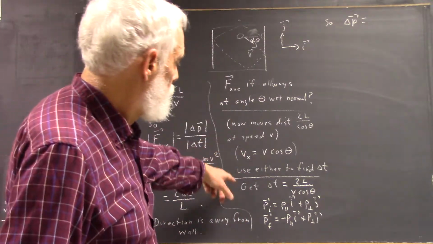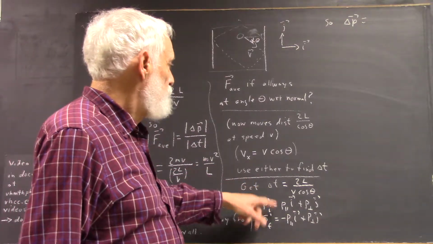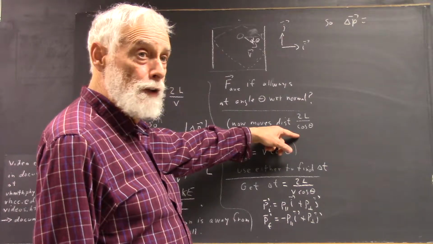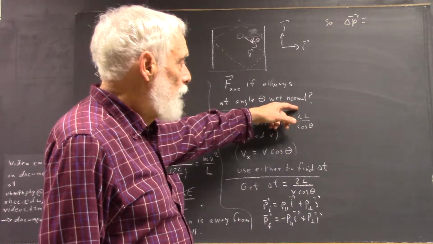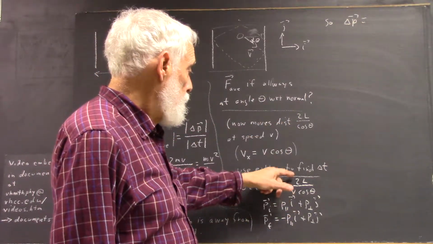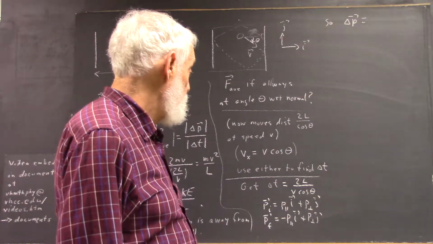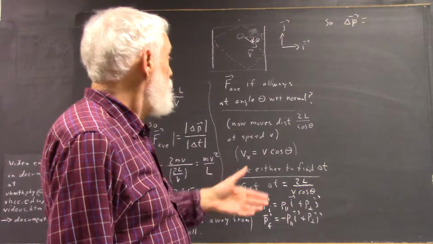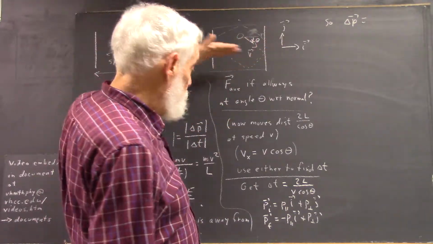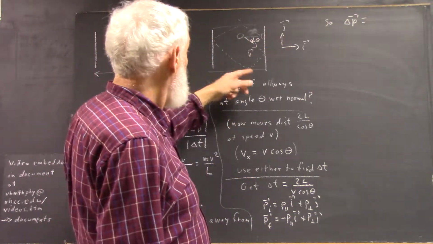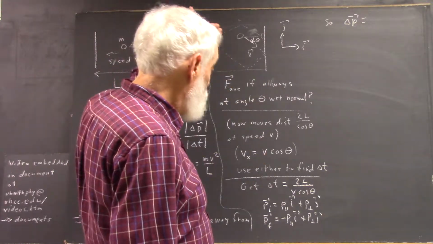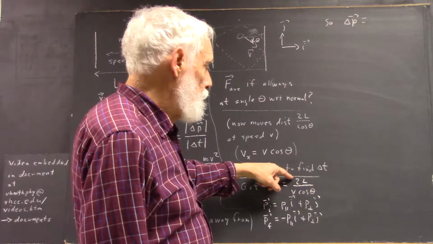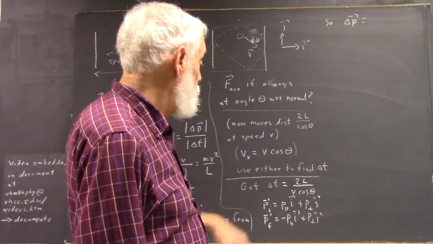Okay, what we get is delta t then is, well, if we use distance 2L over cosine theta at speed v, we'll be dividing this distance by v, and we're going to get 2L over v cosine theta. If we use Vx equals v cosine theta, then in the x direction it's moving at this speed, and it moves 2L. So it moves distance 2L at speed v cosine theta, and the time is again 2L divided by that speed v cosine theta.